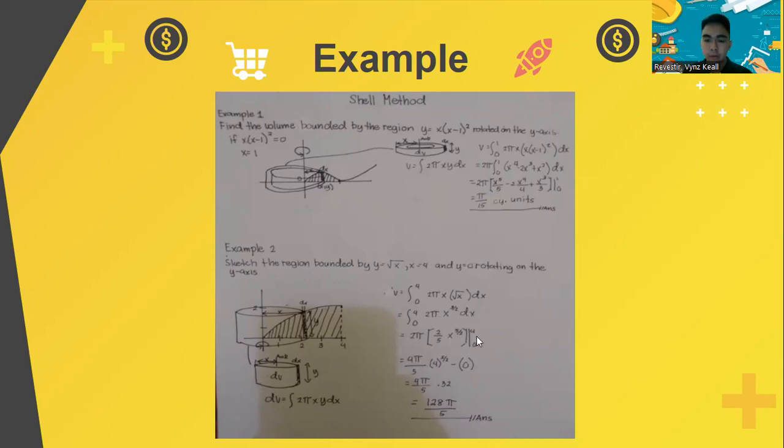So 4 pi over 5 times 4 raised to 5 over 2 minus 0 equals 4 pi over 5 times 32, because 4 raised to 5 over 2 is equal to 32. So the final answer is 128 pi over 5. So this is the answer, and this is the graph using the shell method.